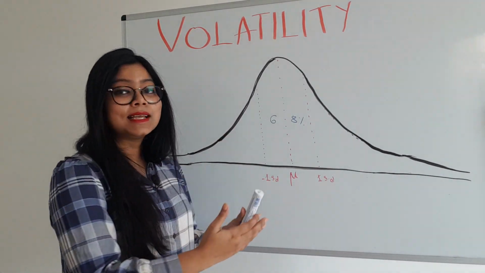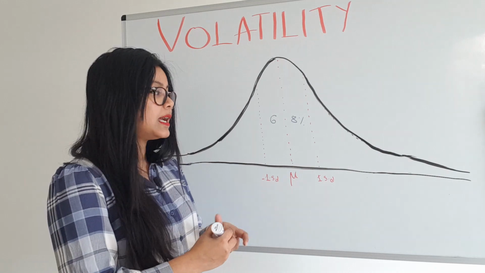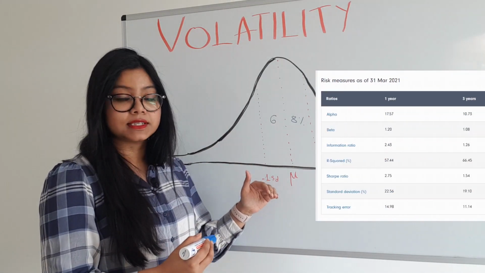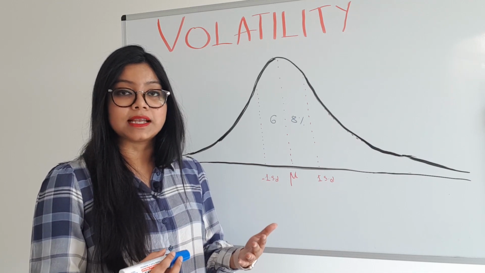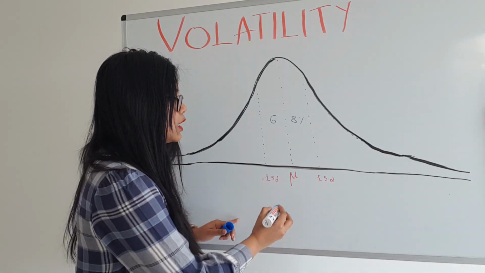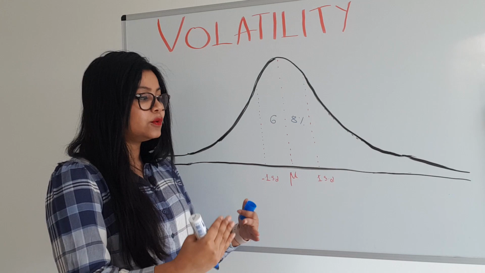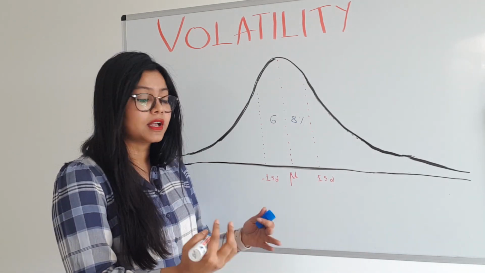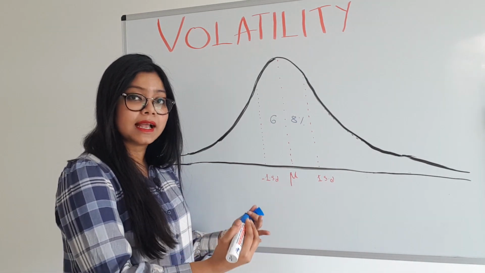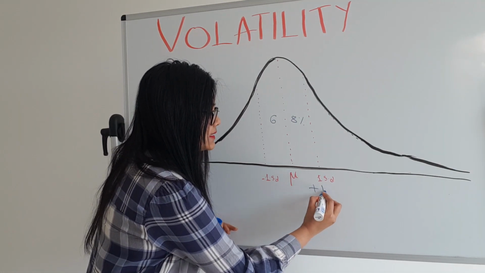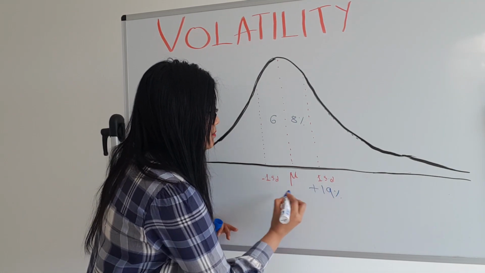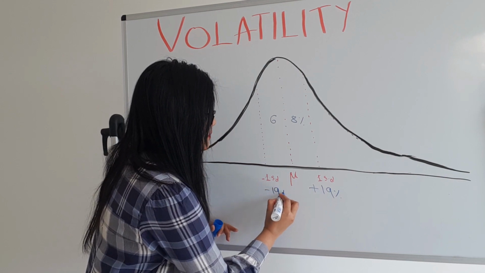So what do I mean? Let's take an example. Let's go back to Fidelity's website and pick up the volatility of that fund. So you can see that the volatility or standard deviation of the fund is 19%. So what this means is that from its mean, so the average annual return that you can expect from this fund, the expected return that you can get will vary by one standard deviation. So mean plus 19% and mean minus 19%.